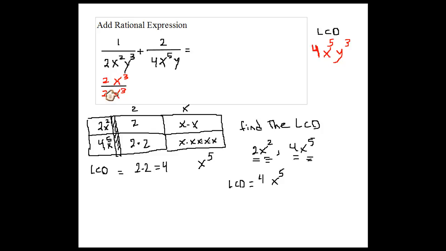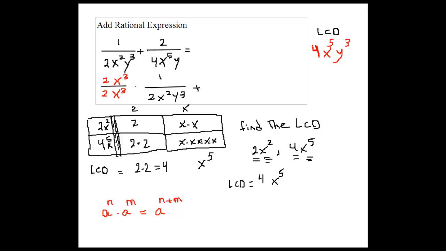because if I multiply x to the power of 3 times x to the power of 2, then that gives me x to the power of 5. Remember, we add the exponents. If I have a to the power of n times a to the power of m, you get a to the power of n plus m. So if I multiply the first fraction with this factor, then I get the LCD that I want.